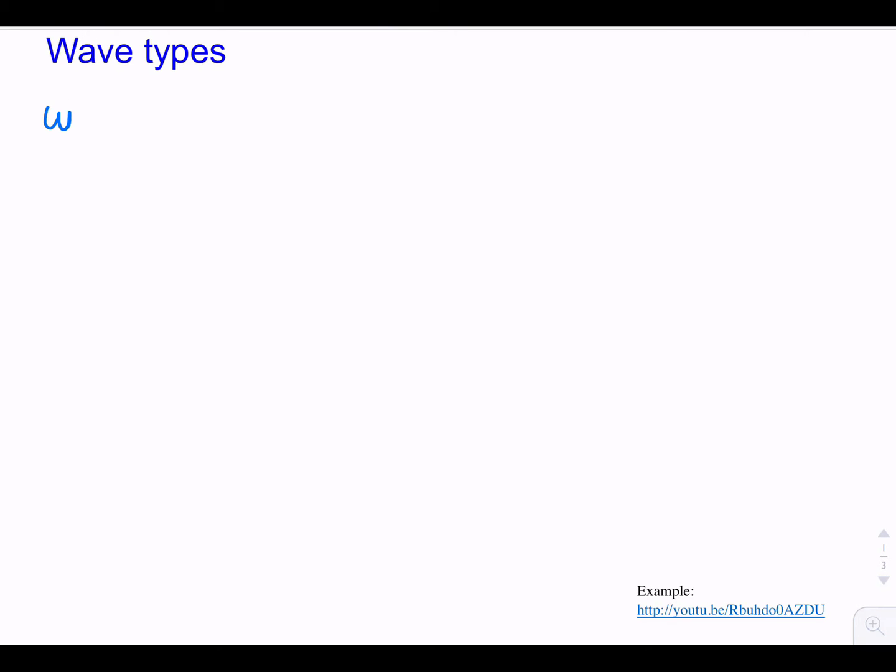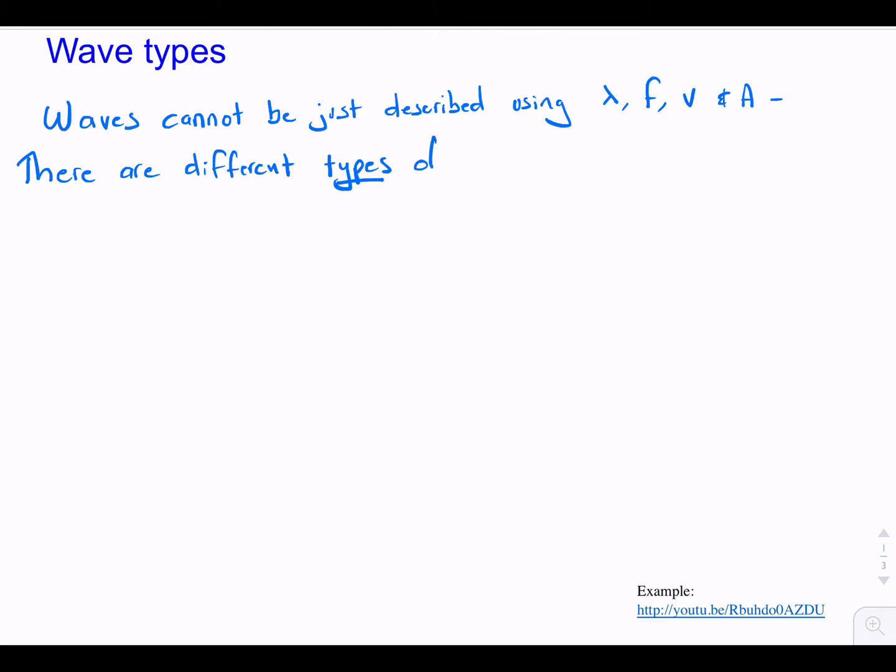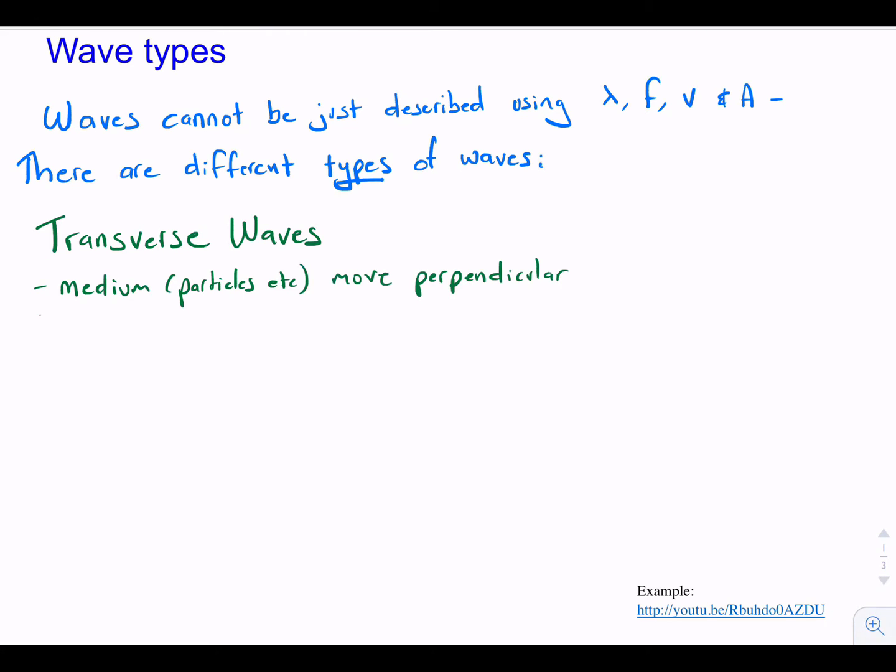Waves cannot just be described using the wavelength, frequency, speed, and amplitude. There are different types of waves. Most waves fall into two general classes: transverse waves and longitudinal waves. This really describes the relationship between the motion of the particles that carry the wave and the motion of the wave itself. In transverse waves, the medium, i.e. the particles, etc., through which the wave is moving, move perpendicular to the propagation of the wave.